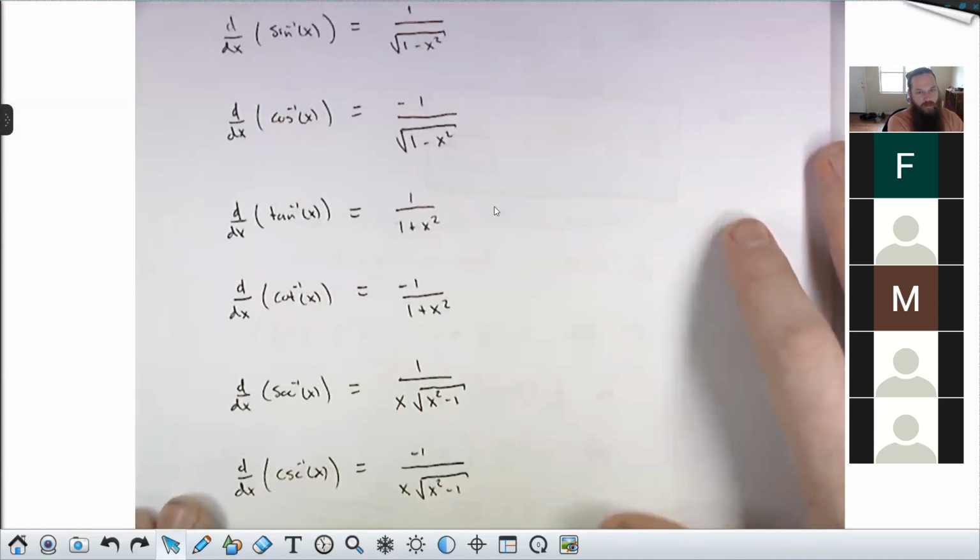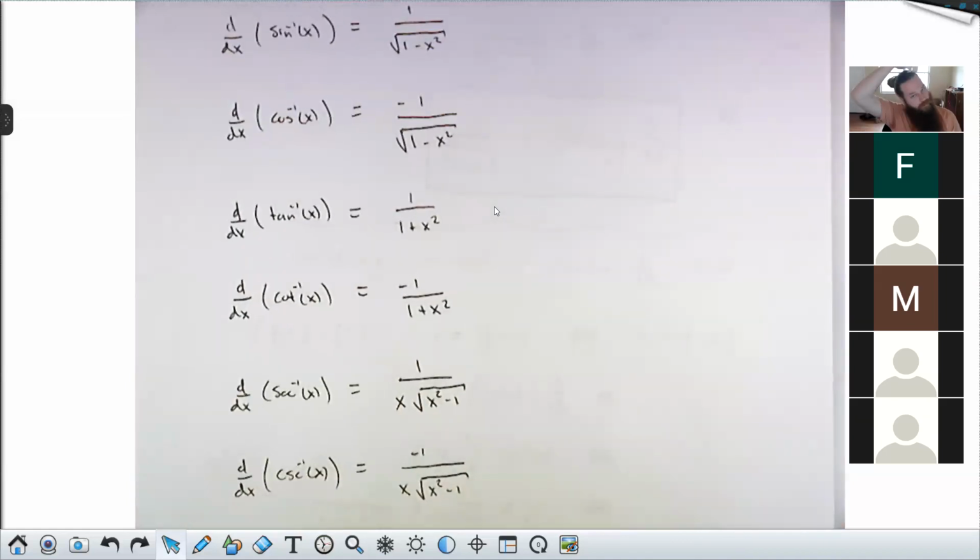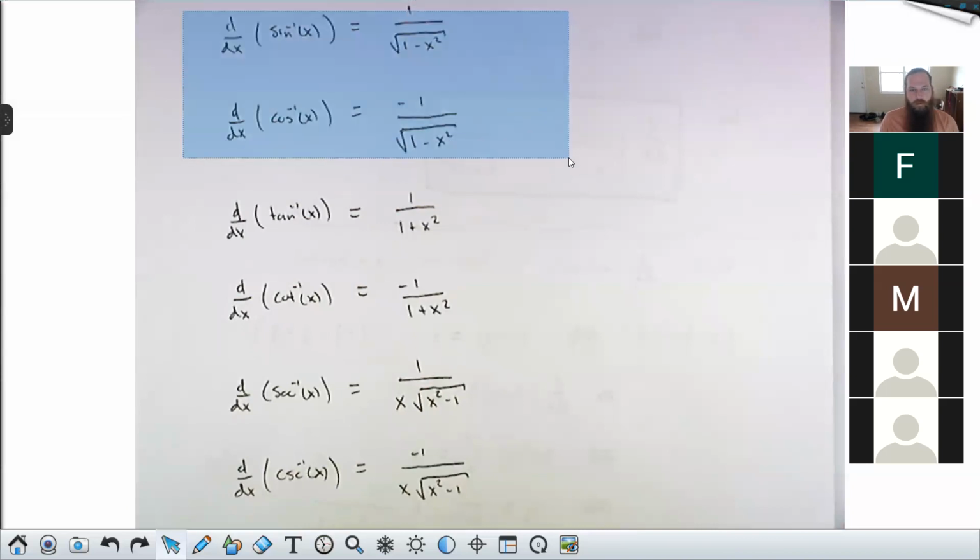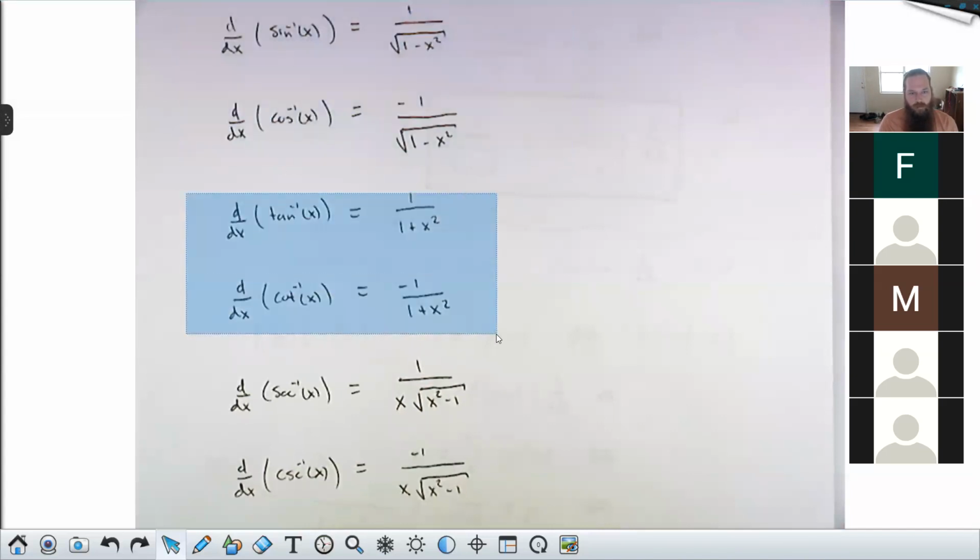All right, so these are your 6 inverse trig functions and their derivatives. Now, we do have to know these. The pattern is nice, right? Every function and its cofunction have the same derivative, just with a negative for the cofunction. So if you remember sine, tangent, and secant, you get cosine, cotangent, and cosecant for free.